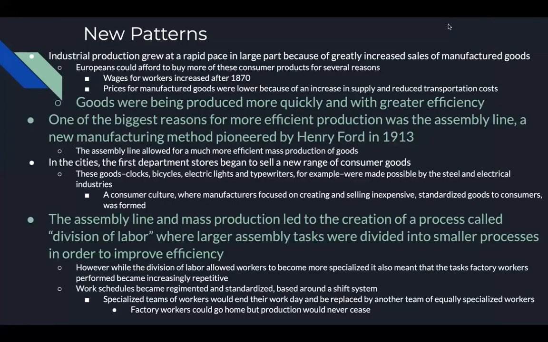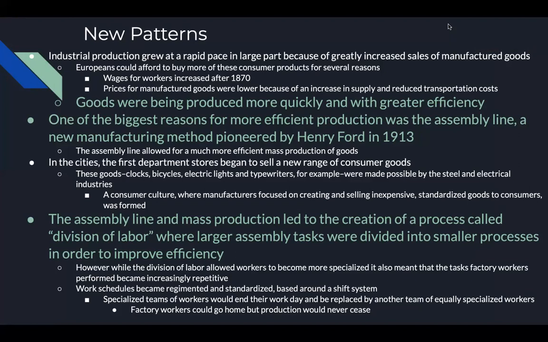New patterns. So industrial production grew at a rapid pace in large part because of greatly increased sales of manufactured goods. Europeans could now afford to buy more of these consumer products for several reasons. Wages for workers increased after 1870. Prices for manufactured goods were lower because of an increase in supply and reduced transportation costs. It was cheap. Goods were now being produced more quickly with greater efficiency.